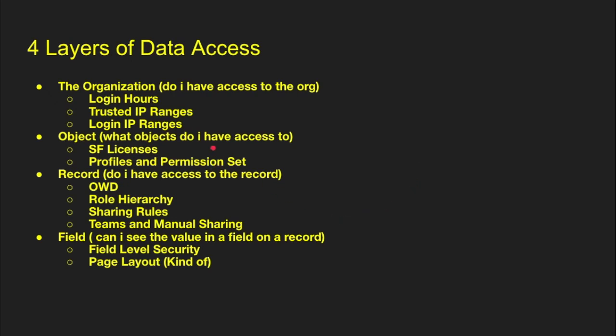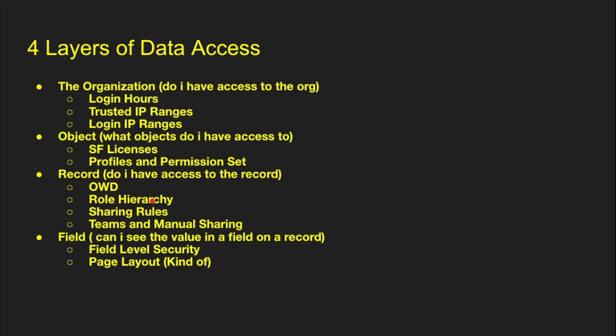Once I have that, my record, so my org defaults. So what level of access do I have to the record? Just because I have access to the object doesn't mean I have access to all the records in that object. So what are my org defaults? Role hierarchy, sharing rules, team and manual sharing. We'll cover this in a minute here.